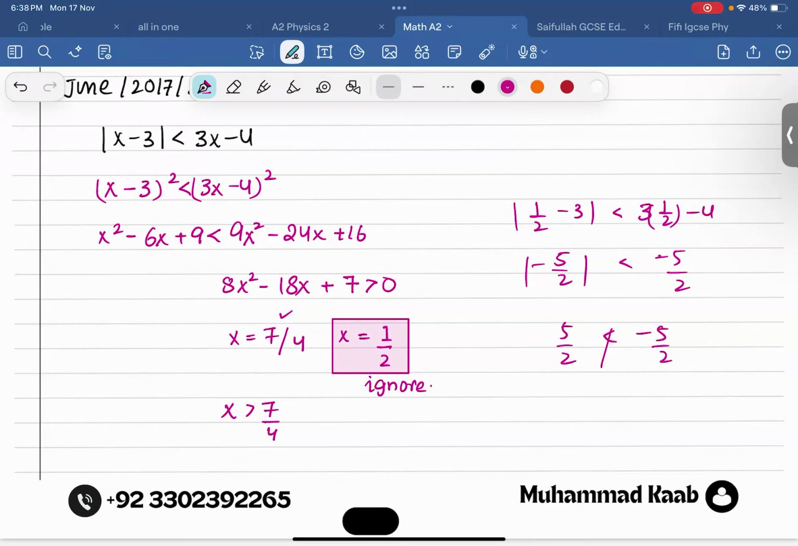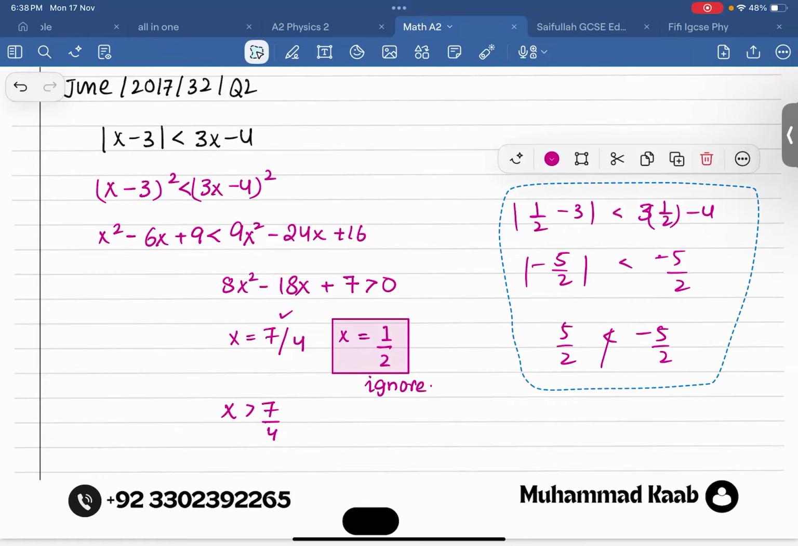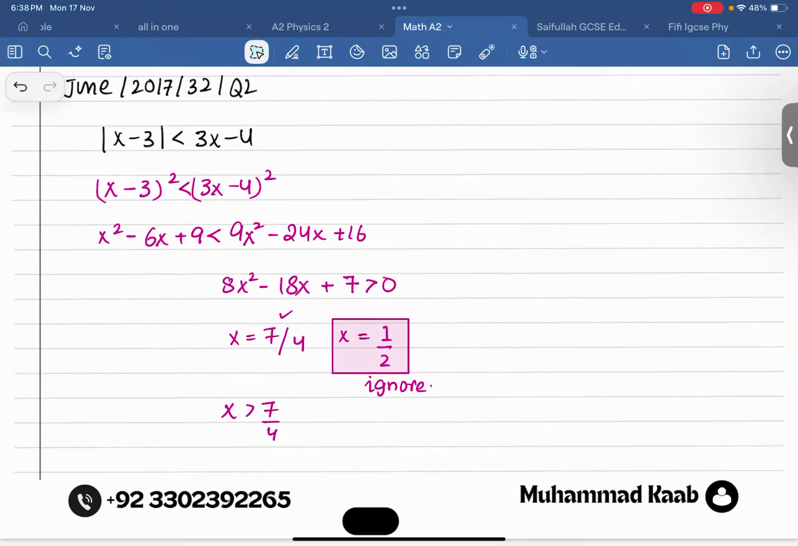Yeah. So every time you do the question, you have to check whether both of the values are valid for your inequality or not, right? So let's try another question.